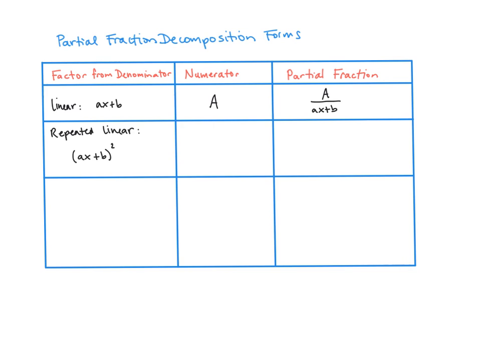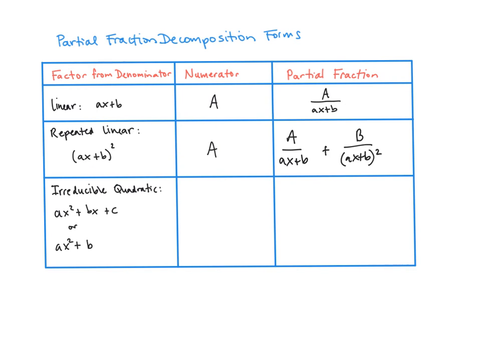Repeated linear factors are when you have a linear factor that shows up multiple times, such as (ax plus b) quantity squared. Each linear factor needs a constant in the numerator, so we could use A, B, C, or D for example. The partial fractions are then written out with a fraction for every instance of the repeated factor. So we would need an A over ax plus b and a B over (ax plus b) quantity squared.